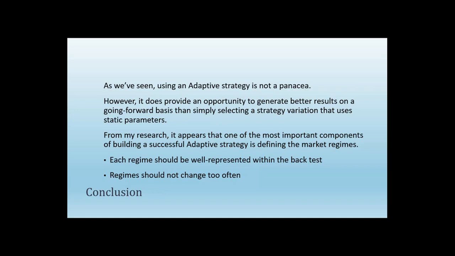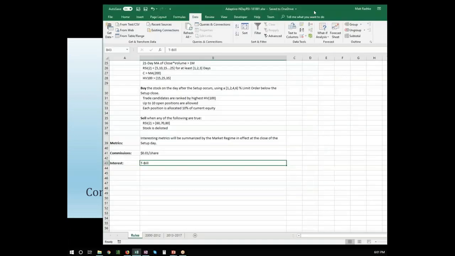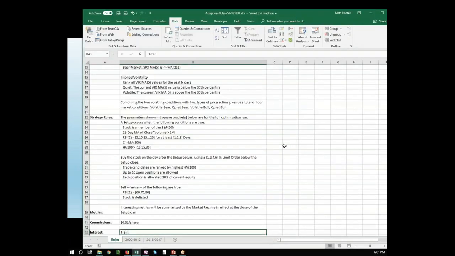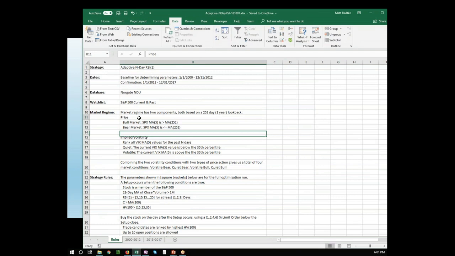Sorry, could you please expand on how you define the market condition, the market regime? Going back to the slide where you define it. So my definition for this exercise is, I define my market regimes like this, and we're going back to the spreadsheet here.